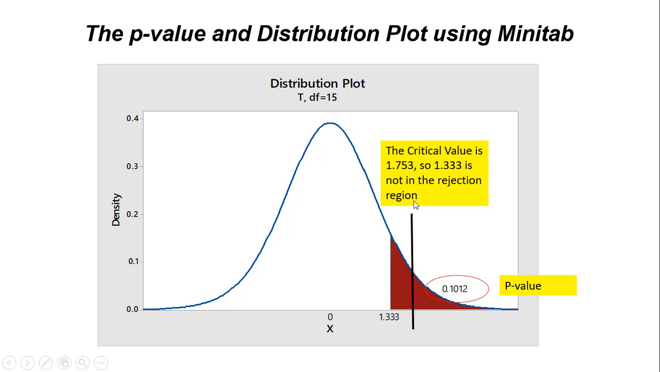Okay. And I put in this black line here. This black line represents our critical value, 1.753. So everything to the right of this black line would be the rejection region, and you could see 1.333 is not in that rejection region. So this just gives us a little bit more information and confirms what we did.